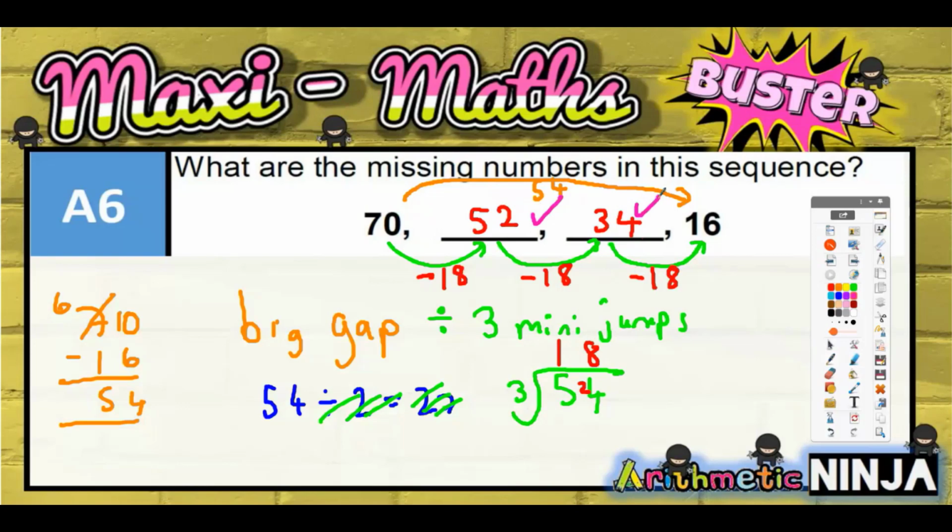The 2 missing numbers are 52 and 34. So always find the big gap and then divide that into how many mini jumps you need to do. Not how many empty spaces, it's how many mini jumps. There's 2 empty spaces, but there are 3 mini jumps. So you're dividing the big gap by 3 and not dividing it by 2.